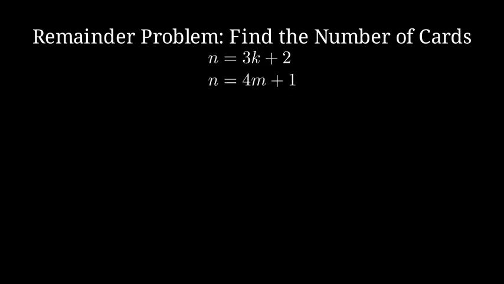First, let's translate the clues into equations. If we count by threes and 2 are left, that means the number is 3k plus 2. If we count by fours and 1 is left, that means the number is 4m plus 1.